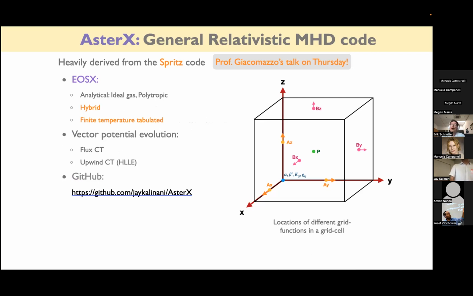In terms of the equation of state driver, we have another module called EOSX, and this currently provides just the simplest analytical equations of state, like ideal gas and polytropic. Probably one of the goals of the workshop coming up next week would be to extend this to, say, a tabulated equation of state as well. And lastly, we have the vector potential evolution, and for that you need to compute the electric field. For that we have implemented the simplest flux CT approach as well as Upwind CT. And AsterX is publicly available on GitHub in case you would like to check it out.